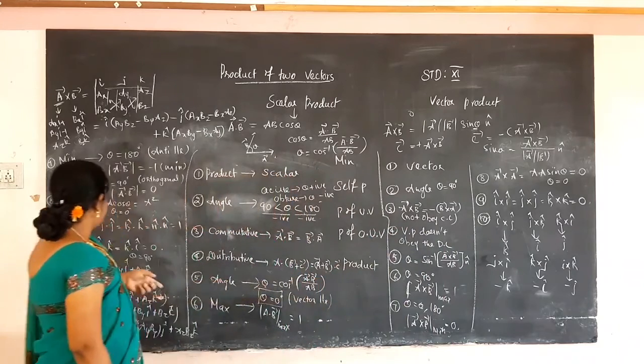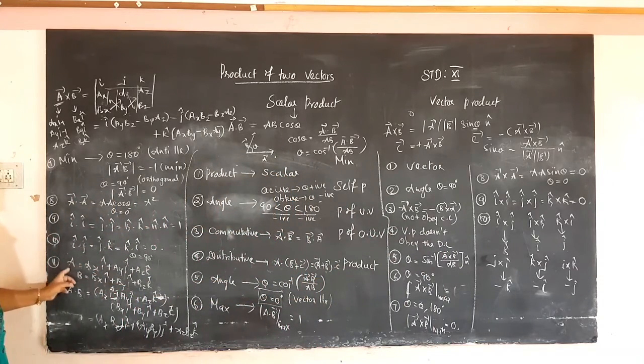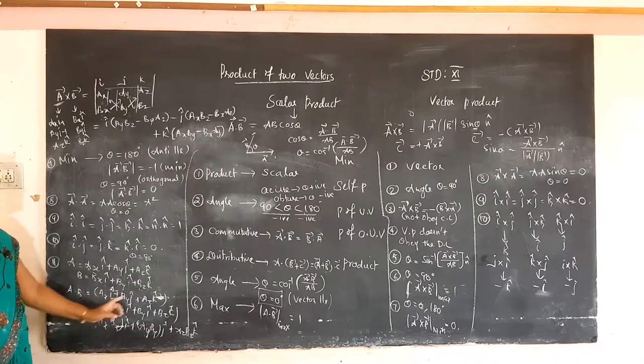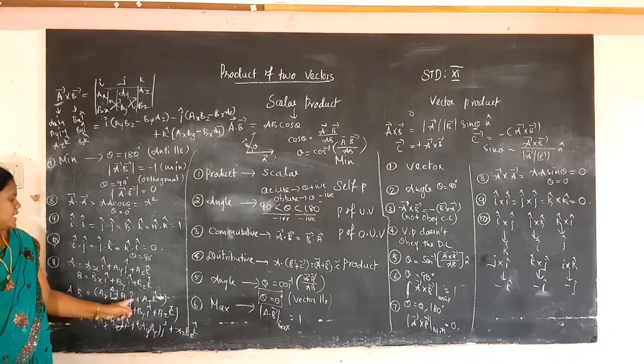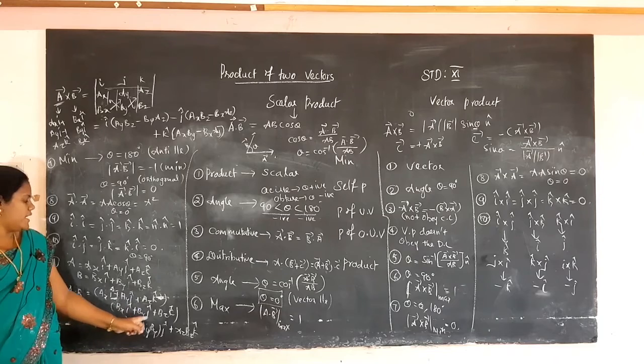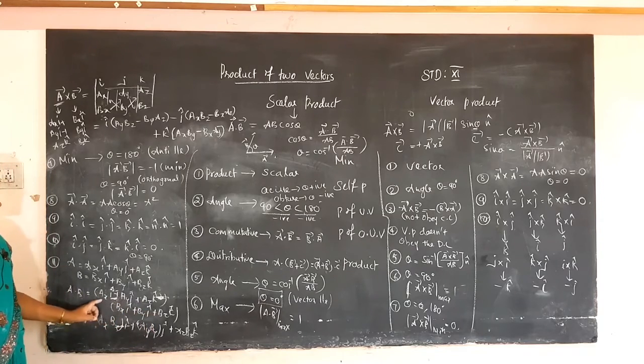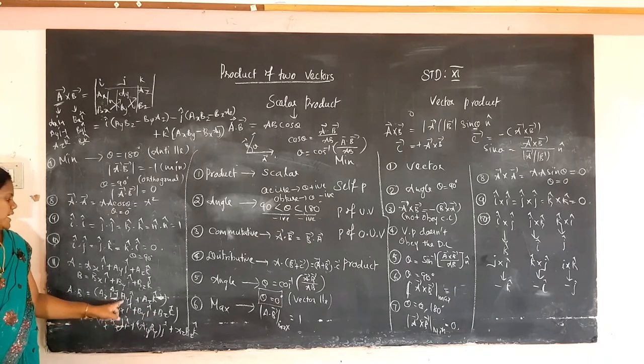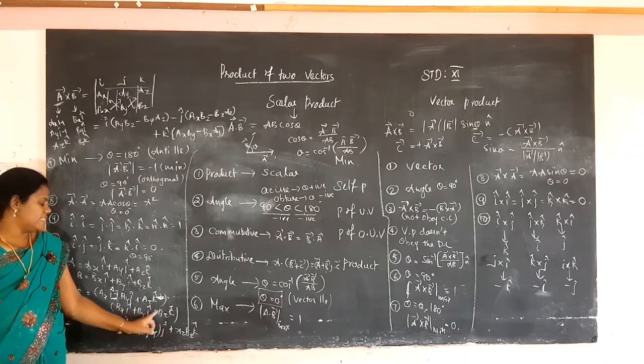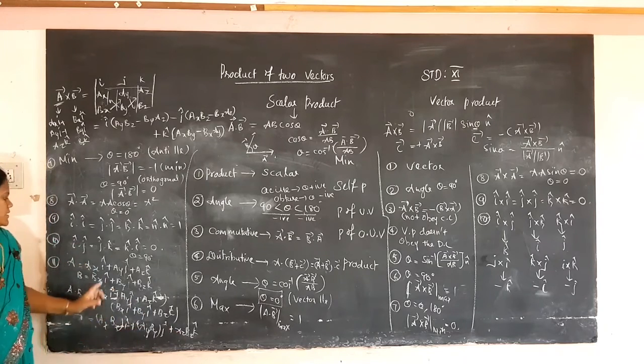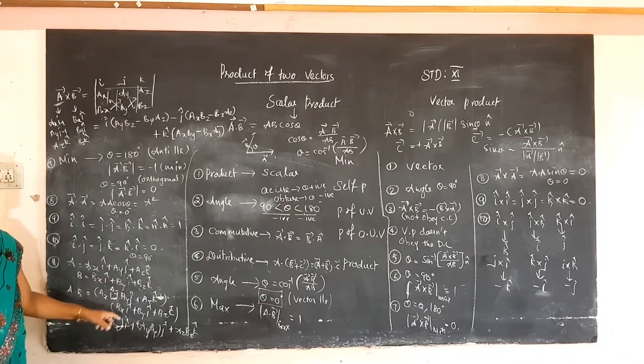Okay, how to multiply the vectors in the scalar form? Normally, given ax i, ay j, az k and bx i, by j, bz k, you have to multiply: ax bx plus ay by plus az bz. Okay, this is the product of two vectors in the scalar form.